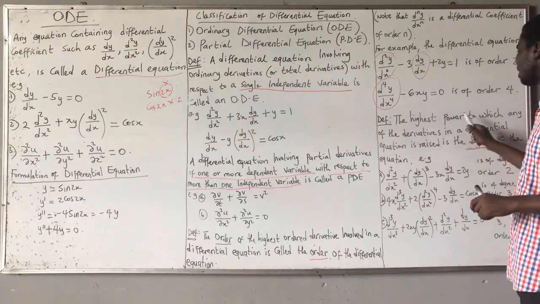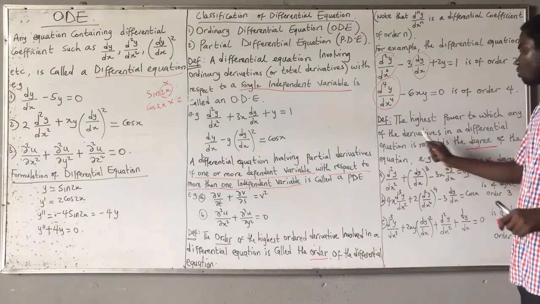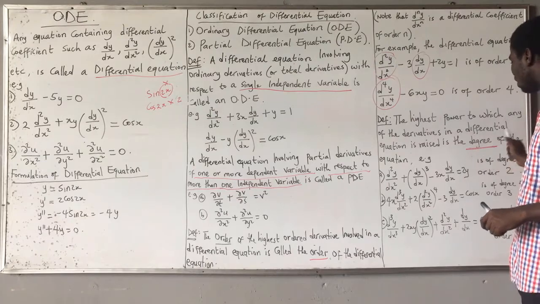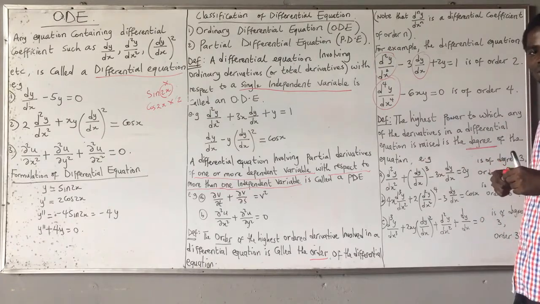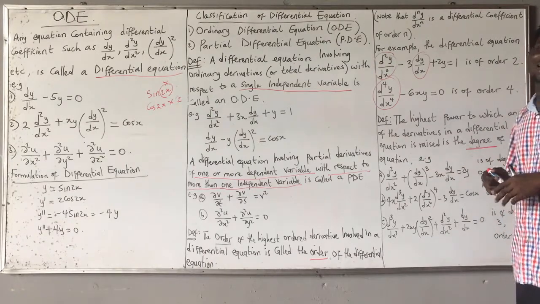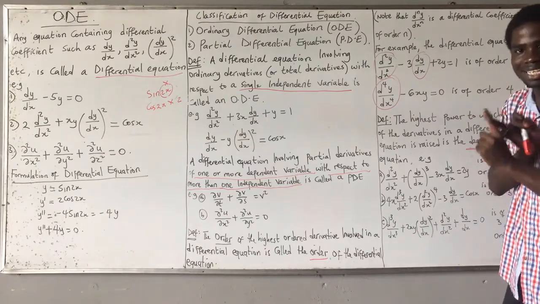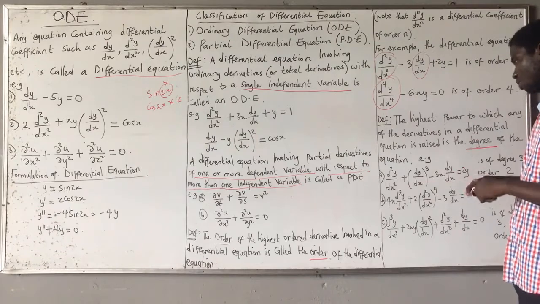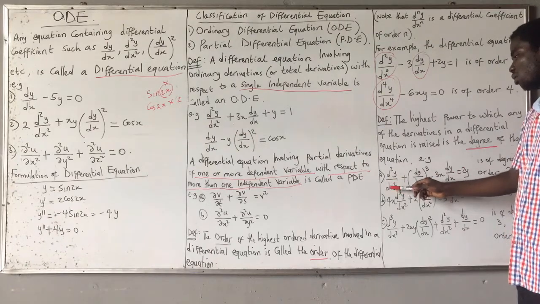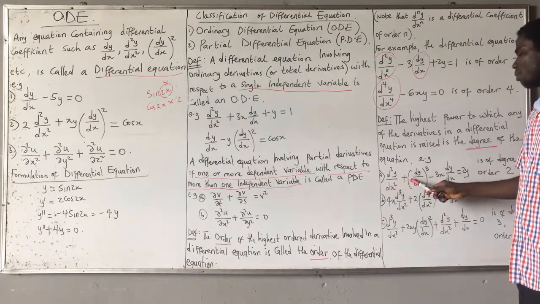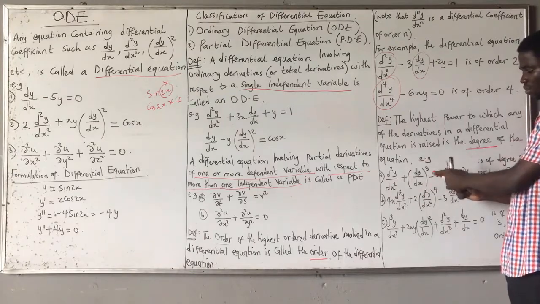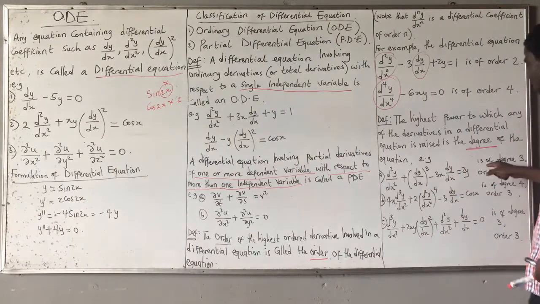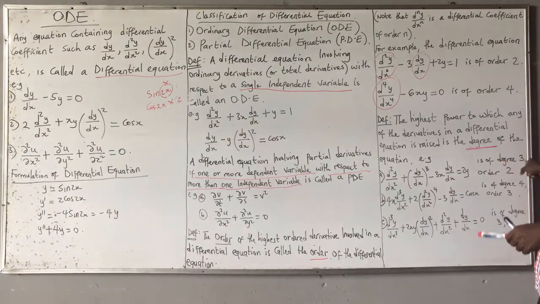Now, the highest power to which any of the derivatives in a differential equation is raised is the degree of the equation. There is order, there is degree. I have explained order. Now degree. Look at this example: (d²y/dx²)³ + dy/ds − 3 dy/ds = y. This is of degree 3.